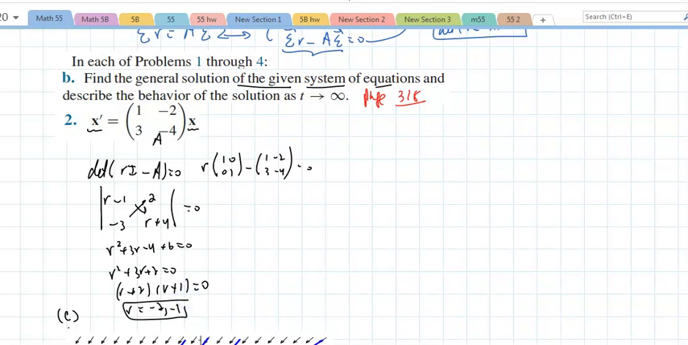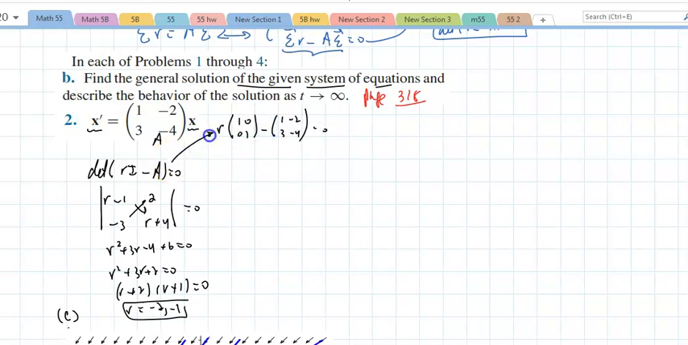Now I need to find the solution. So this is explaining how to get that. Now, I pick one of those. Let's say r equal negative 2. Well, what that means, I'm going to take this and solve it now. That would mean that I'm looking at negative 2 minus 1, negative 3, negative 2.